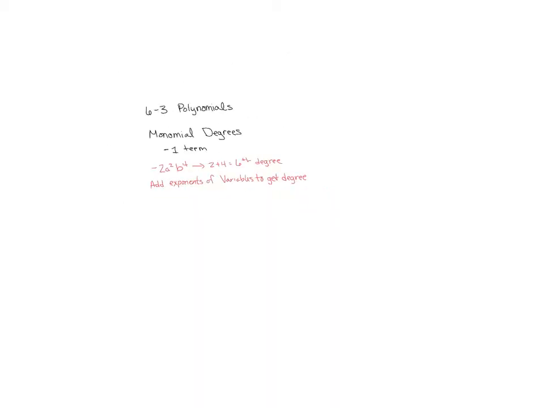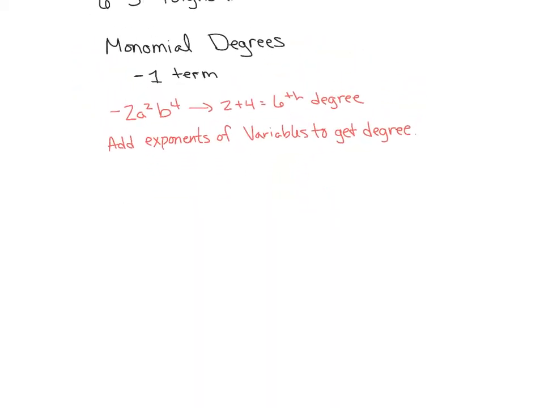The next one is just 4. Well, since you add the exponents of the variables to get the degree, and there's no variable, there is no degree, so it's just 0.